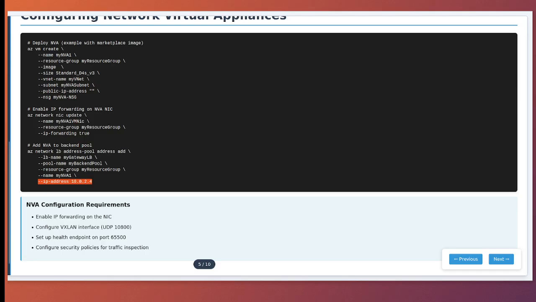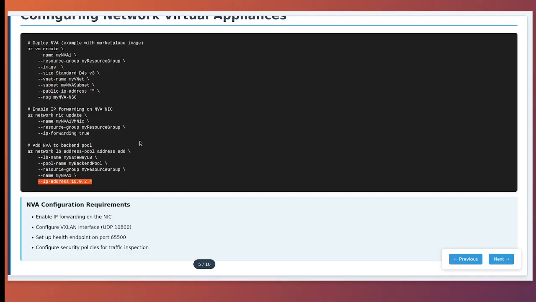Inside the NVA itself, you need to configure it to handle VXLAN encapsulated traffic. This typically involves setting up a VXLAN interface that listens on UDP port 10800, the standard GWLB port, and configuring your security policies to process the decapsulated traffic. Each vendor has specific guides for this. I strongly recommend following your vendor's GWLB integration documentation.